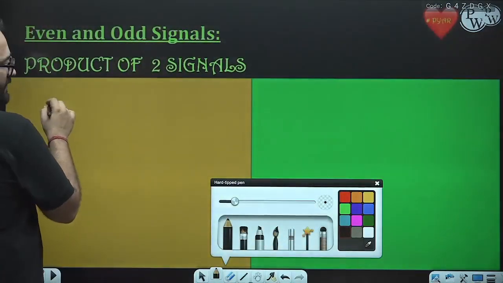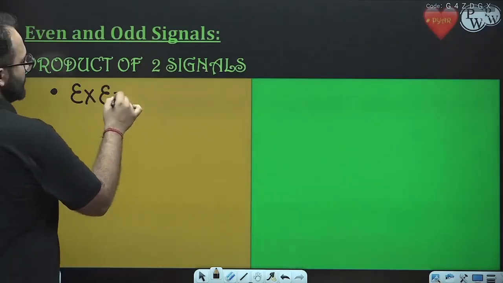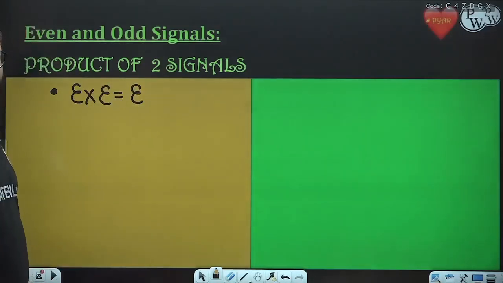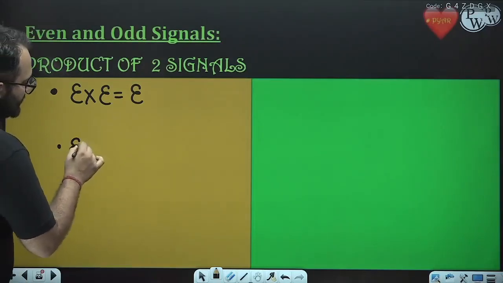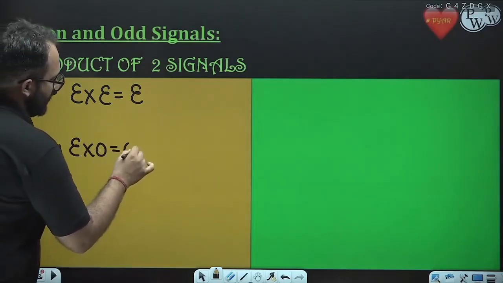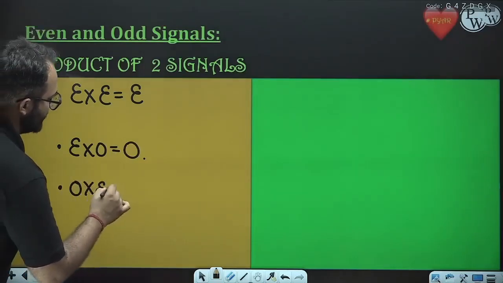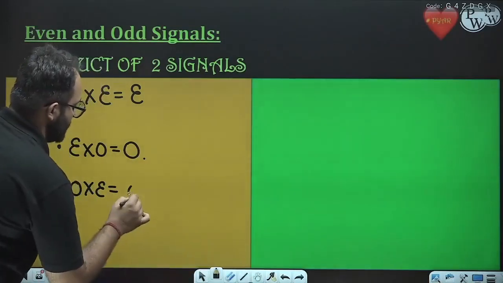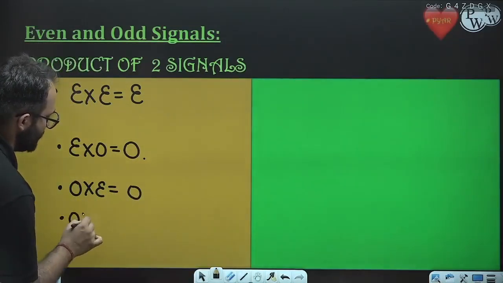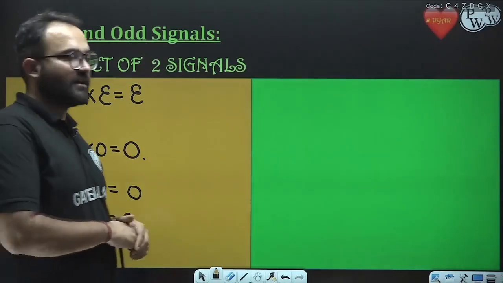Always remember that even signal multiplied by even signal is equal to even signal. Even signal multiplied by odd signal is odd signal. Similarly, odd signal multiplied by even signal is equal to odd signal. And last, odd multiplied by odd is even. Okay, so these are the properties that we can use.